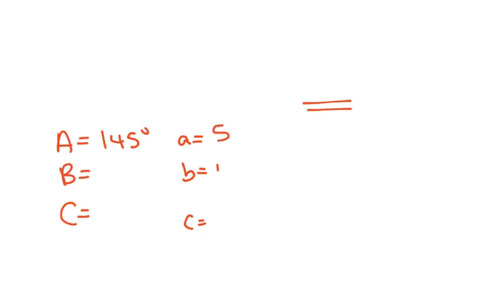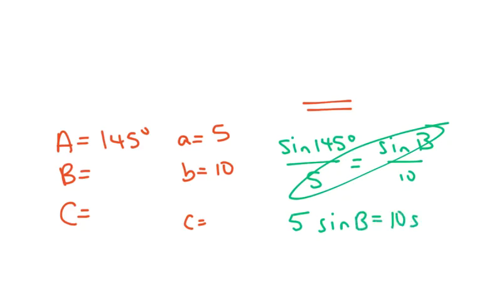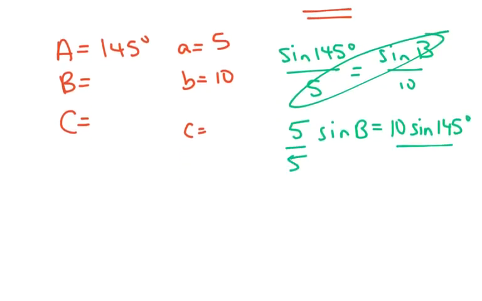So we're going to set this up using our little chart here, ABC, little a, little b, little c. So this is 145, this is 5, and this is 10. When we set it up, we see that we have to find angle B first using the law of sines. So the sine of 145 over 5 is equal to the sine of B over 10. Then we cross multiply and we get 5 times the sine of B is equal to 10 times the sine of 145. And then we're going to divide by 5, and then we're going to inverse sine that answer.